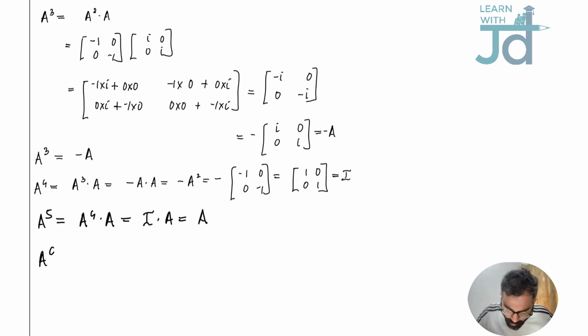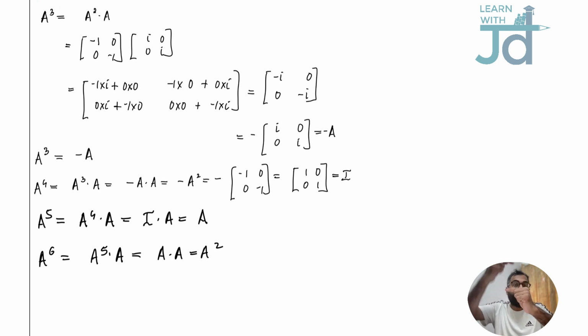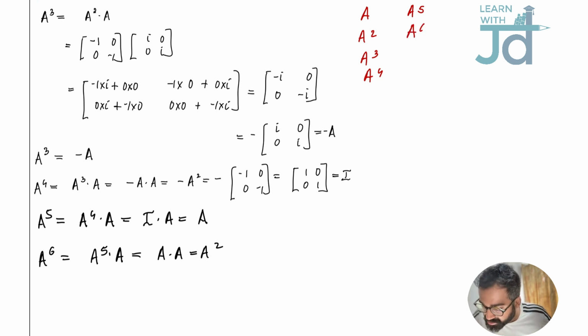And A raised to 6 will be what? A raised to 5 into A, and A raised to 5 is A itself. So A into A is A square. So can you see, you are repeating the pattern. It's like this: A square, A cube, A raised to 4, and then again A raised to 5 is just like A, then A raised to 6 is just like A square, and so on. It repeats. A raised to 9 will be like this.